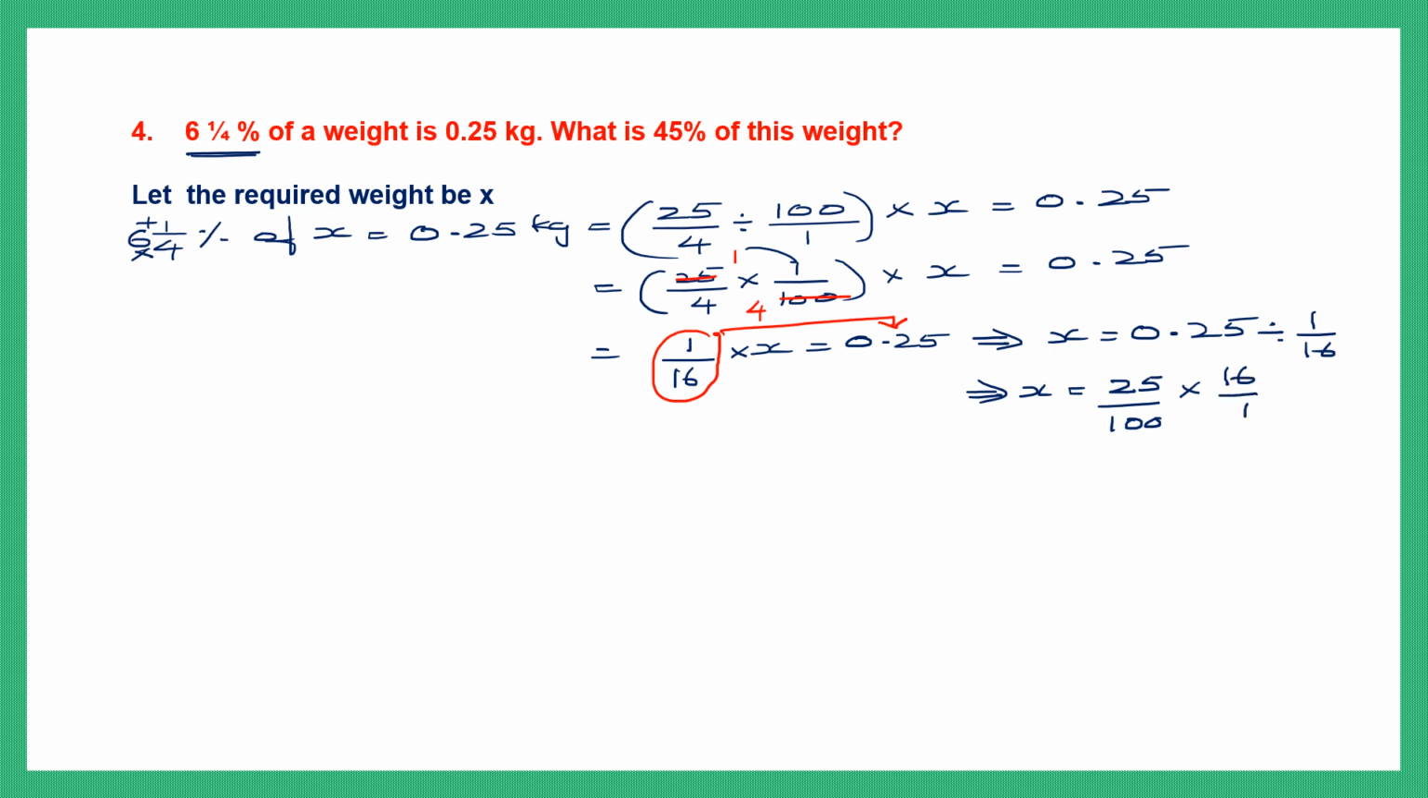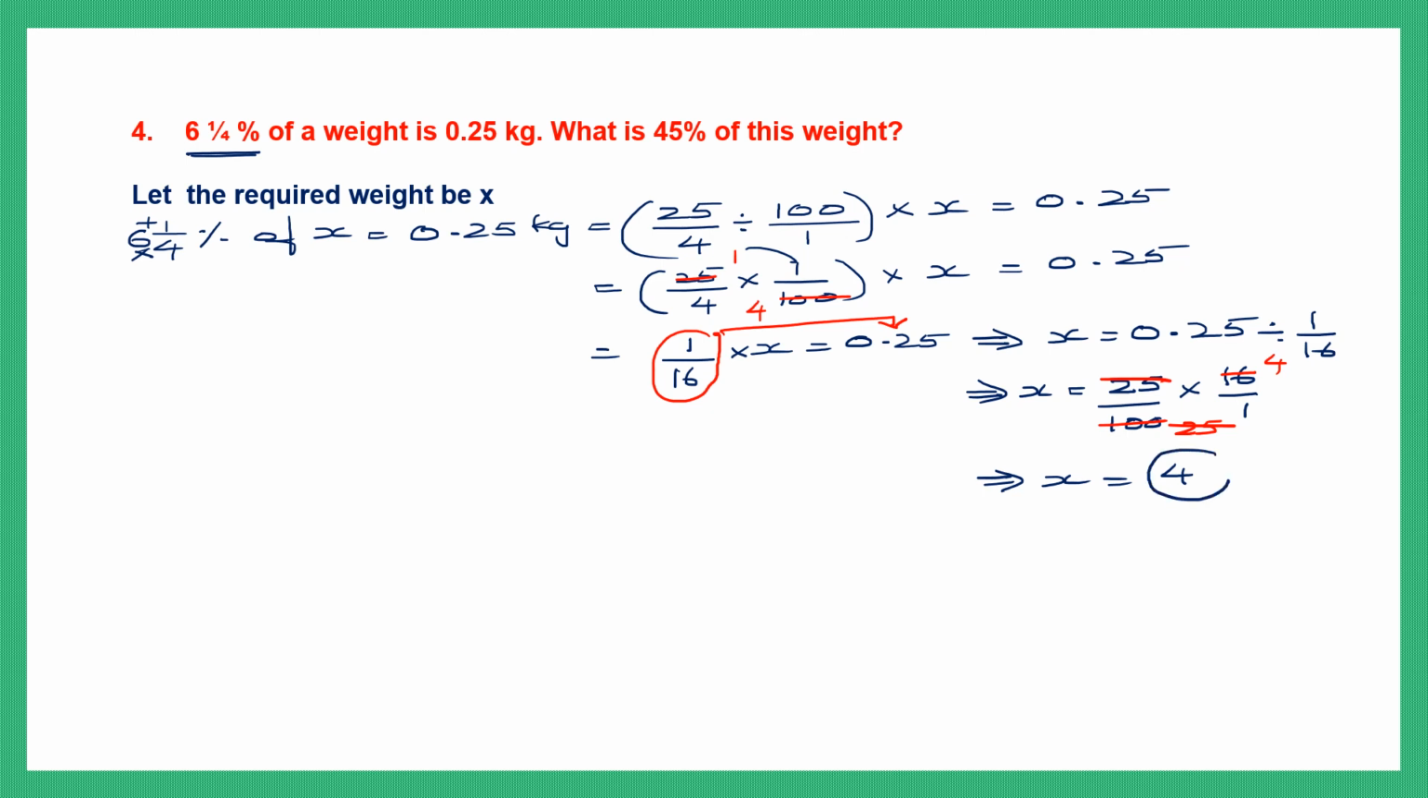Now let's cancel. I can cancel 16 and 100 by 4. So 4 fours are 16 and 4 into 25 is 100. Now I can cancel 25 and 25. So let's do that. Cancelled. Now what is left in the numerator? x will be equal to, I have only 4. 4 by 1 which is 4.